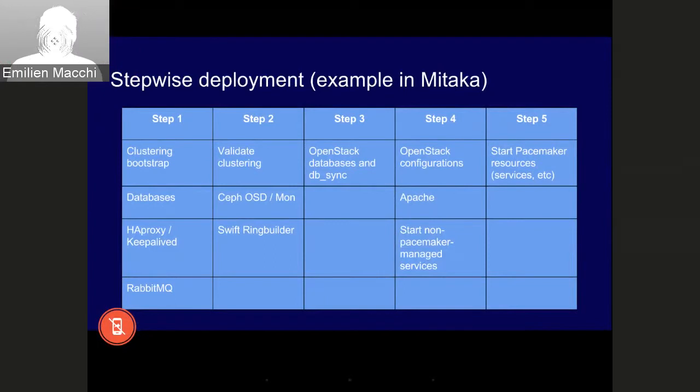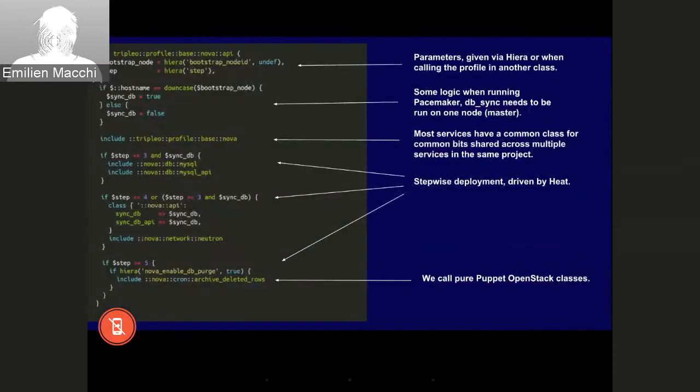But yeah, that's something you needed to know about Puppet deployments. We are doing stepwise deployments. So I'm going to show you an example of a Puppet profile. Let's take the example of Nova API. This is an example of code which is in a Puppet TripleO module. You can find it.